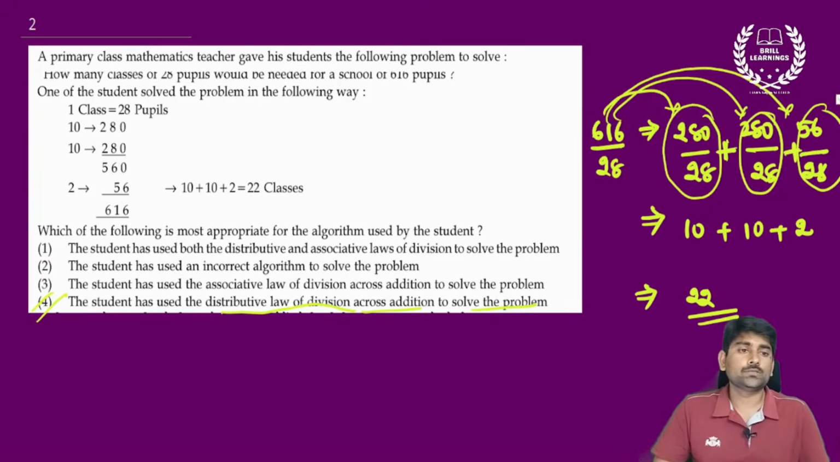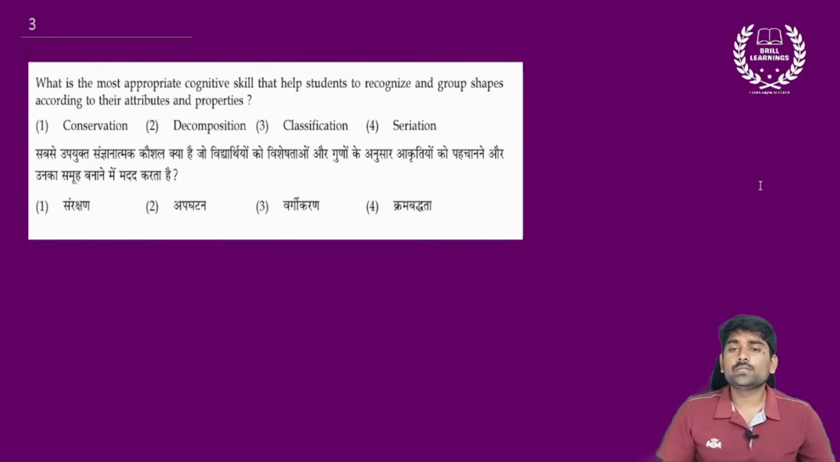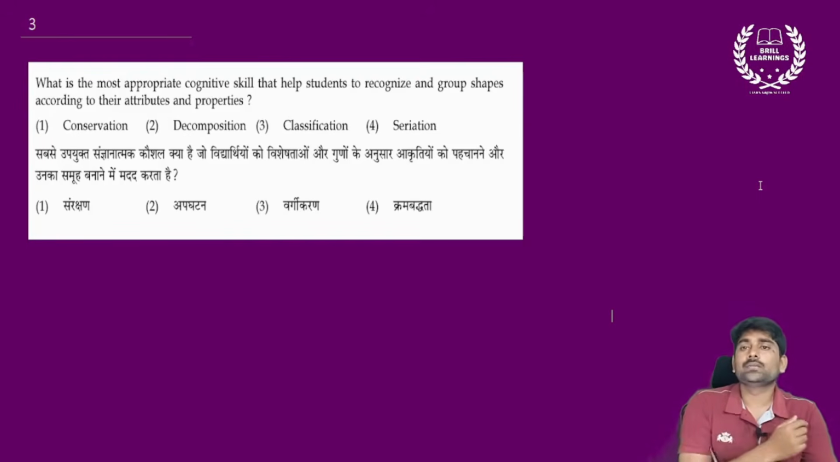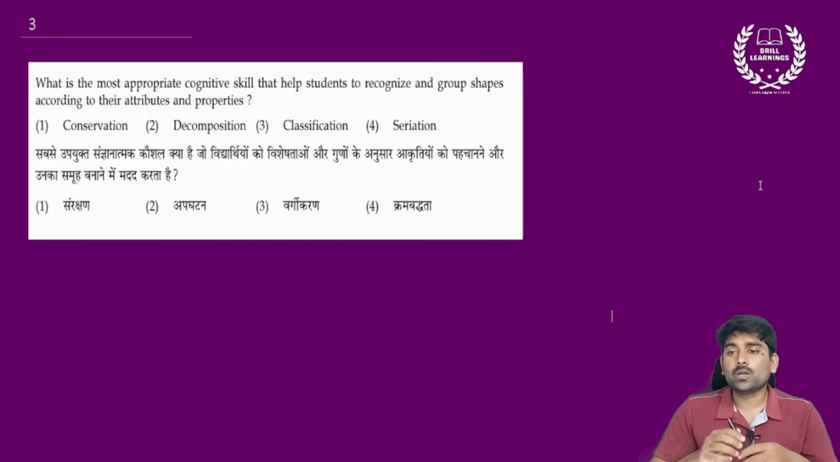Let's move to the next question. What is the most appropriate cognitive skill that helps students to recognize and group shapes according to their attributes and properties? Here they are asking, based on the attributes and properties, the student has to recognize and group shapes. The most relevant option here is classification. In classification, the student is able to recognize things based on their properties. For example, a triangle has 3 sides, a quadrilateral has 4 sides. Based on these properties, they can divide all the triangles into one group and all the quadrilaterals into one group. Let's check other options as well.